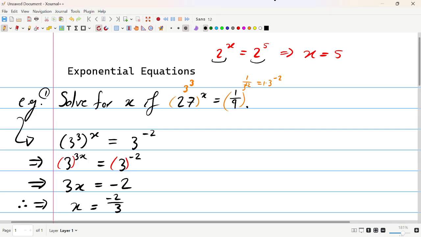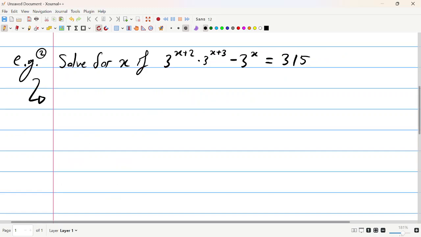Alright, if that was a bit overwhelming, I'll understand. But let's get into another example, just for practice purposes. Okay, so this is a very nice question, okay? So solve for x if we have 3 to the power of x plus 2 multiplied by 3 to the power of x plus 3 minus 3 to the x is equal to 315.